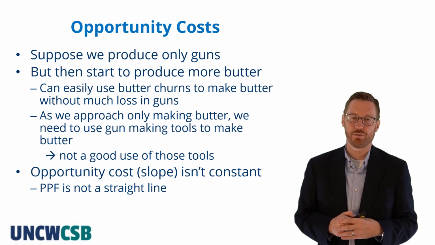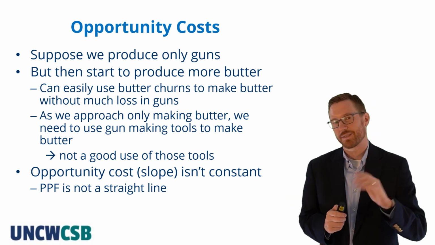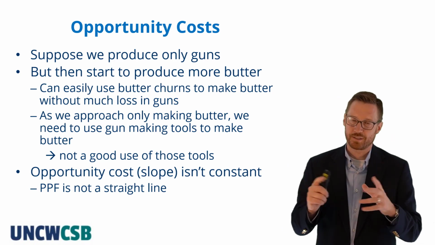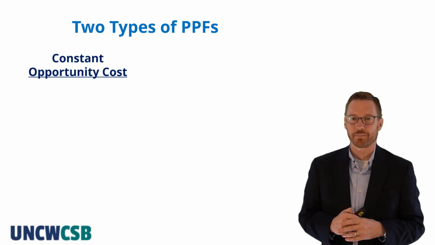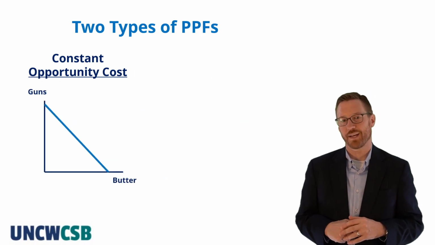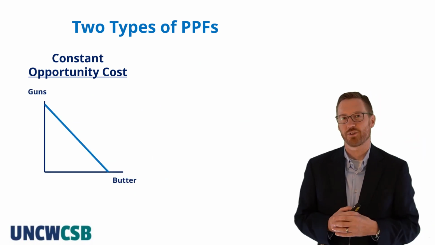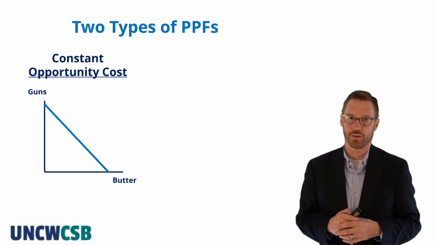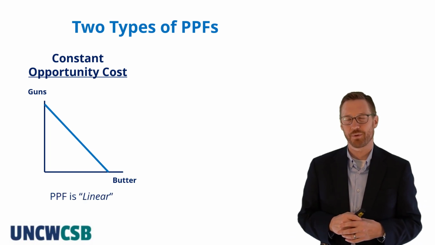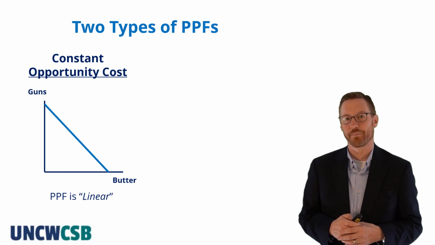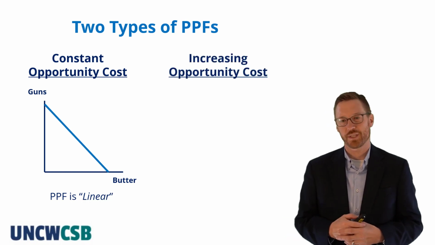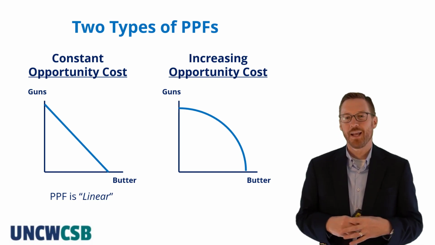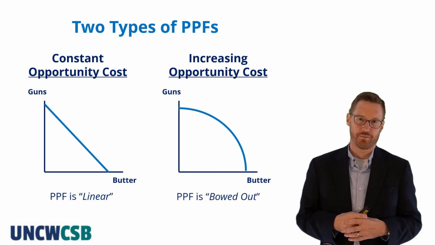If we look at these two next to each other, constant opportunity costs and increasing opportunity costs, this difference becomes apparent. So when we think about constant opportunity cost, this is just our straight line. The slope, the trade-off, is the same all the way along it. The production possibility frontier is linear. Versus with increasing opportunity costs, now we see this curved line. It's bowed out, if you would.